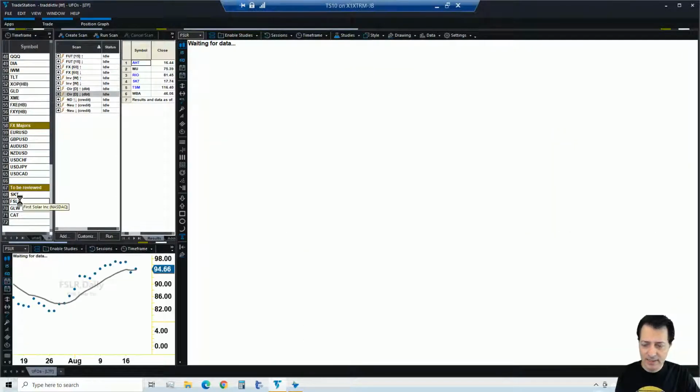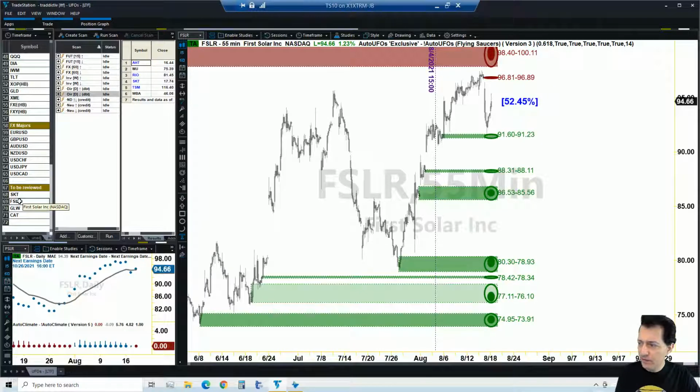FSLR. Okay, that's a trade that is working well in our favor. So we got in on that particular date. It was August 4. So FSLR gave us an opportunity to enter, and from there it started moving very nicely in our favor, and also a very strong move against us, and now a pretty strong move in our favor again.